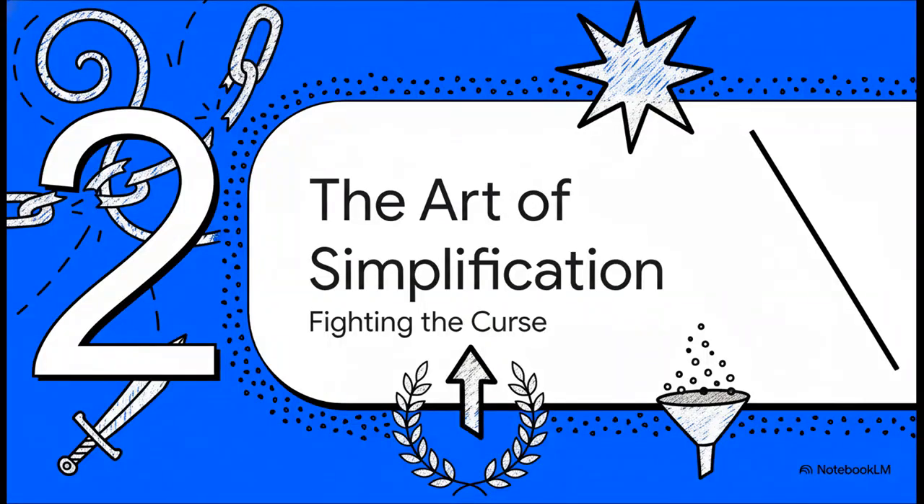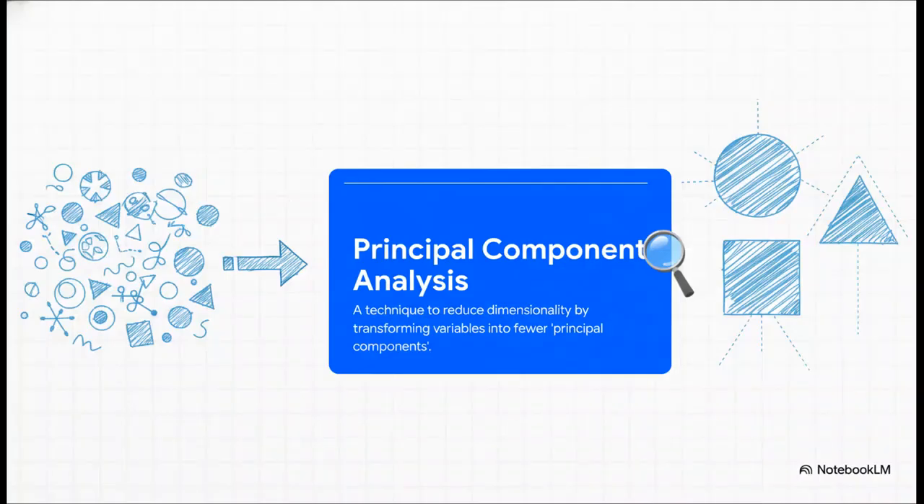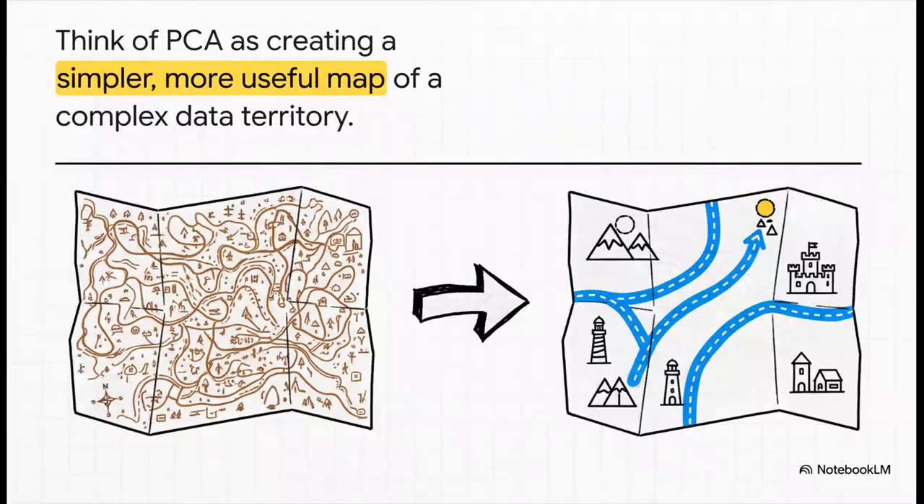Well, that brings us to the hero of our story today, and what I like to call the art of simplification. Meet Principal Component Analysis, or PCA for short. At its core, it's a brilliant technique that takes all of those messy, confusing variables and basically squishes them down into just a handful of new, supercharged variables. We call these principal components. And the real magic here is that it manages to do all this while keeping as much of the original, important information as possible.